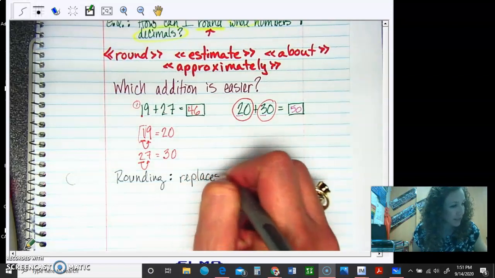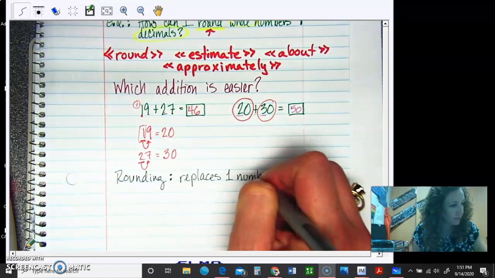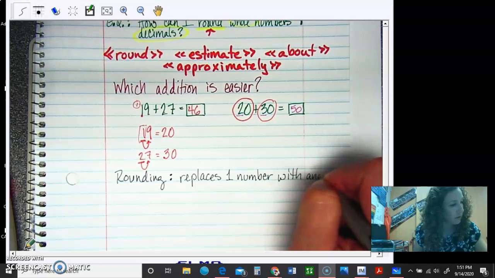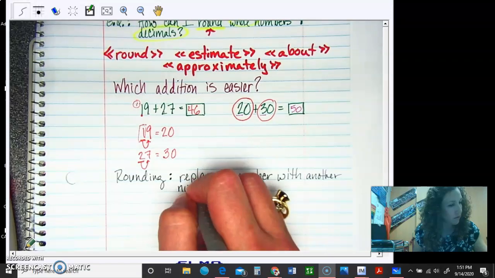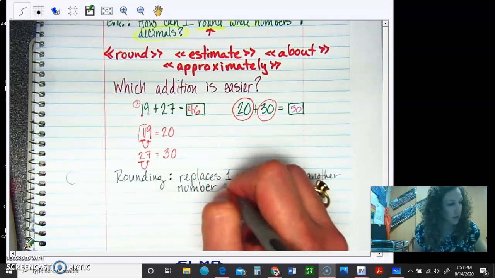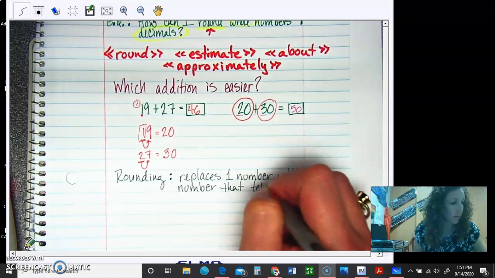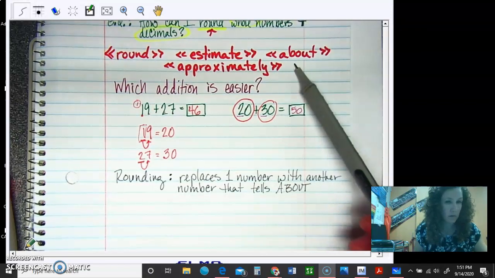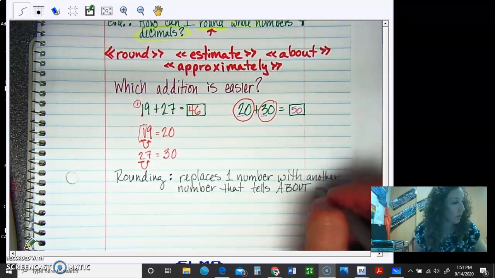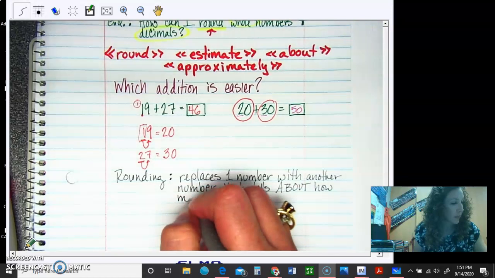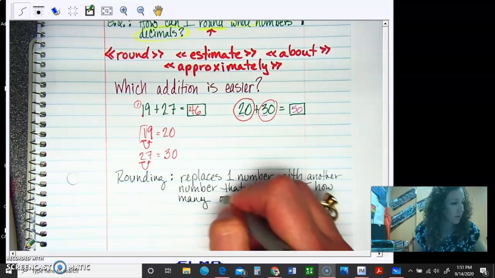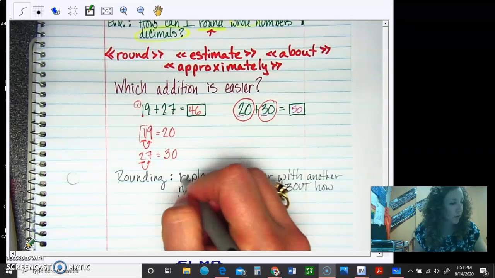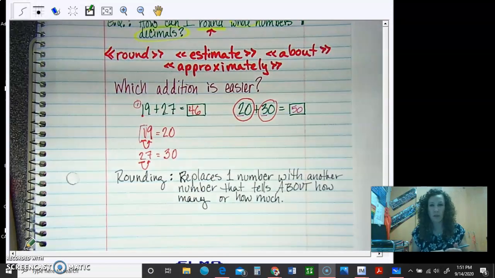Rounding replaces one number with another number that tells, now I'm going to capitalize the whole thing, about how many or how much. Okay, so I should probably capitalize that. It's not really a complete sentence, but I like it to be capitalized. Okay.